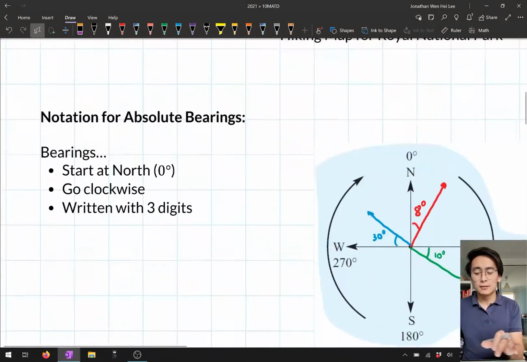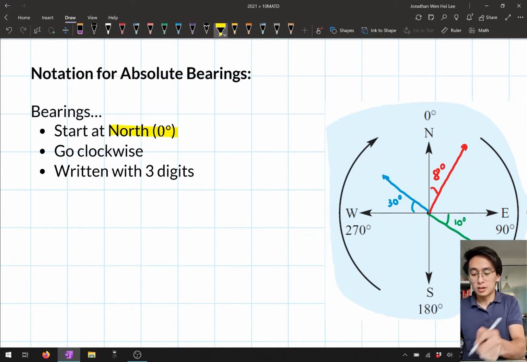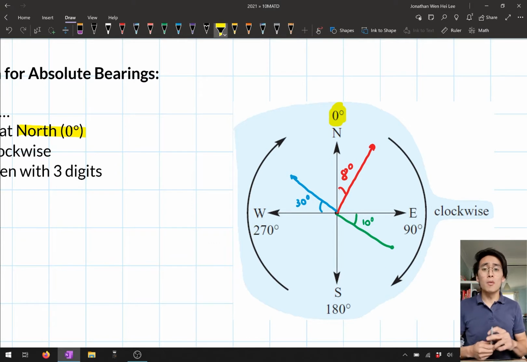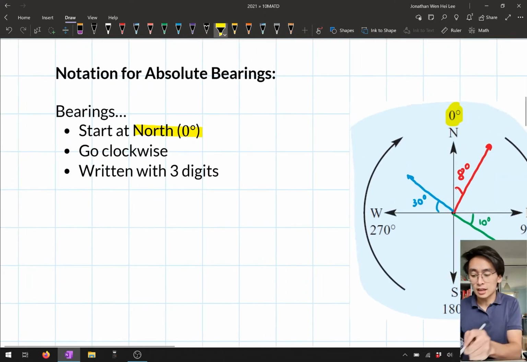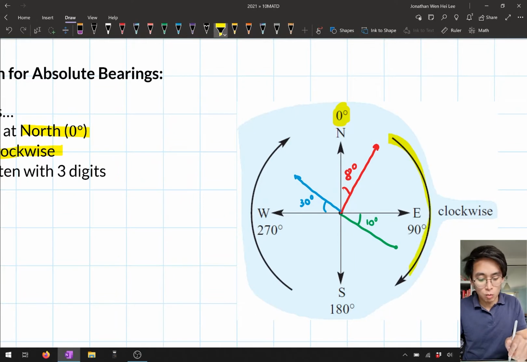With bearings, there are a few things we need to know. Notation for bearings: bearings have three things that I've noted here. Firstly, bearings start at north, 0 degrees. If you have a look at my diagram, we've got a compass with the four directions: north, south, east, and west. At the top, north is 0 degrees, so all my bearings start at north. The second thing is that it goes clockwise. When we're measuring the angles for bearings, we are going in a clockwise direction.